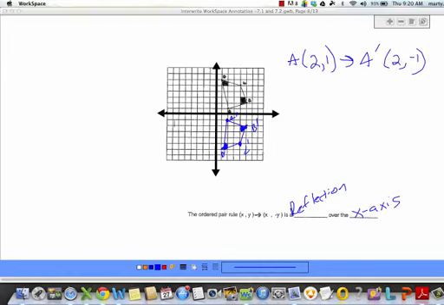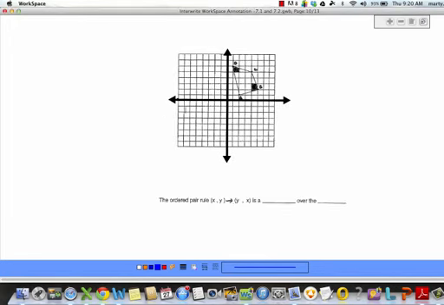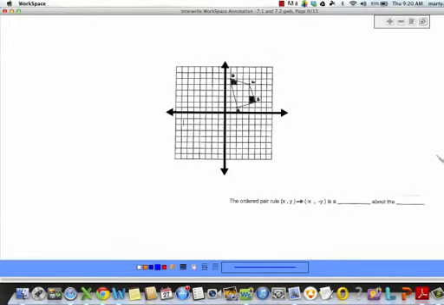Okay, next one. We're starting to get a little bit different now. The next one is we're going to change the sign of both of them. So again, if we take a look at A being 2, 1, if I change both signs, then after my isometry or transformation, I will end up with -2, -1. Since I'm in quadrant 1, all these things will end up in quadrant 3, which isn't always the case. It just depends on where your pre-image starts. So I'm at 2, 1, so I'm going to go -2, -1, and there's A prime.